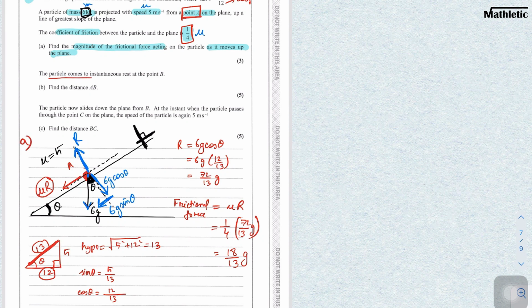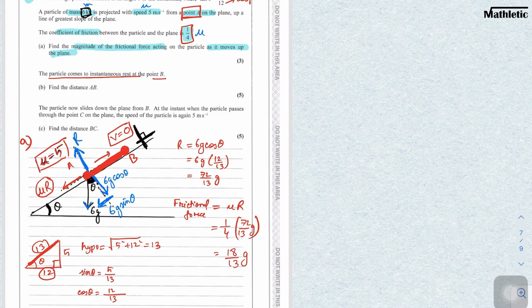Next, the particle comes to instantaneous rest at point B. The particle was thrown from point A in this direction, and after moving a certain distance, let's assume this point to be B, the particle comes to rest. So the final velocity will be 0. We already have the initial velocity, 5, and final velocity is 0. We need to calculate the distance AB, and for that, the first step is to calculate the value for a.